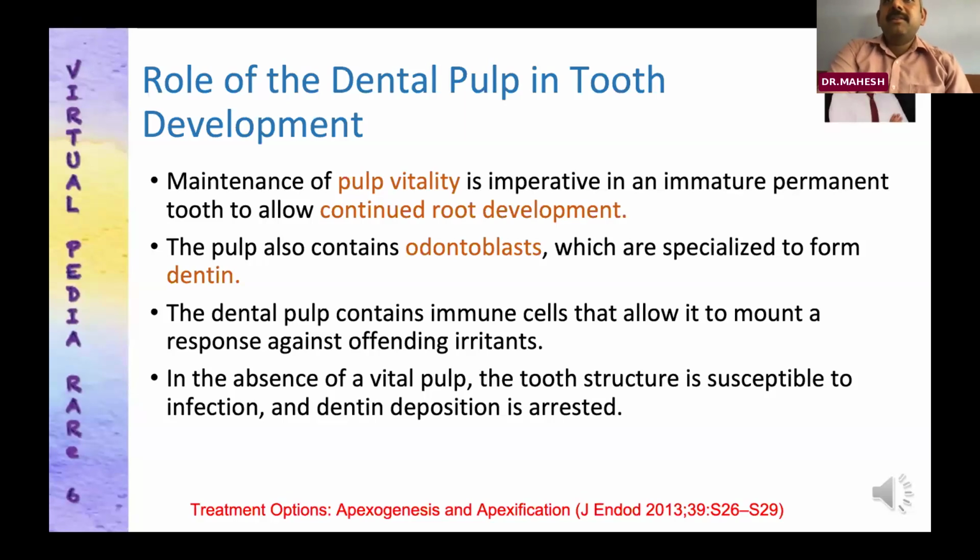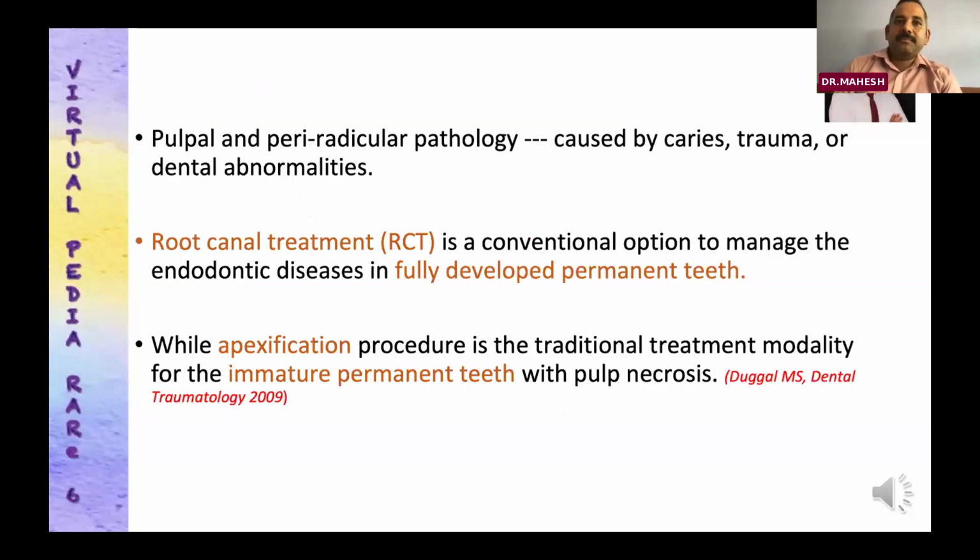If the pulp becomes non-vital due to any factors, either because of trauma or as a consequence of caries, then the tooth becomes more susceptible to any kind of infection. If the tooth is susceptible, then probably the root development is going to be affected, and also the dentin deposition is going to be affected in non-vital pulp therapies.